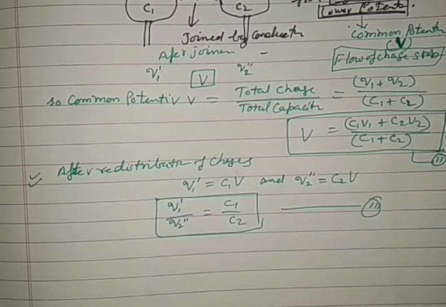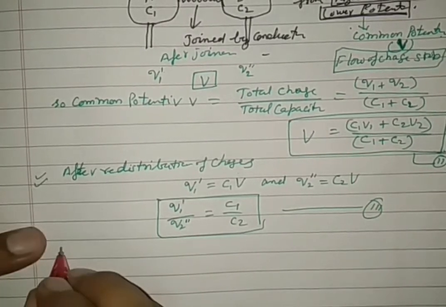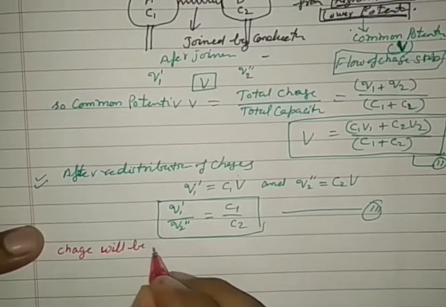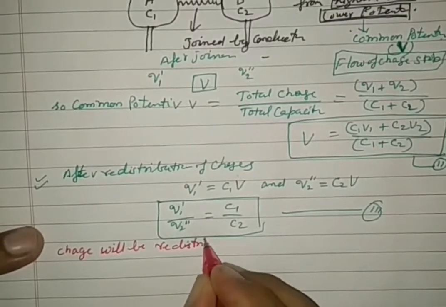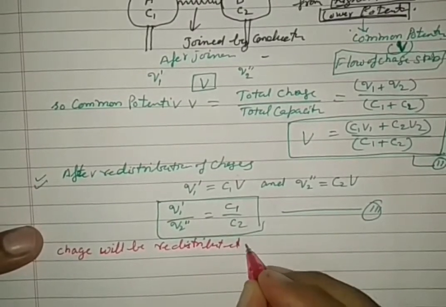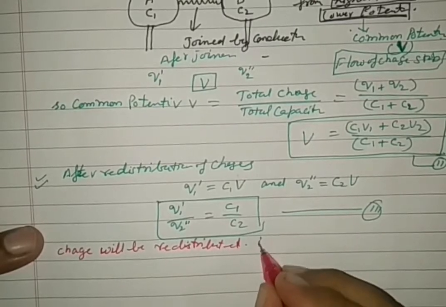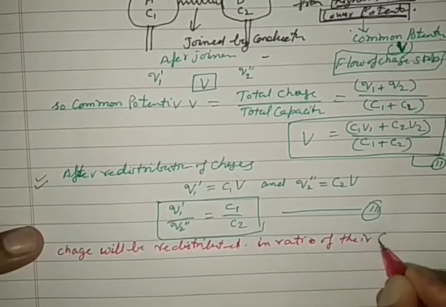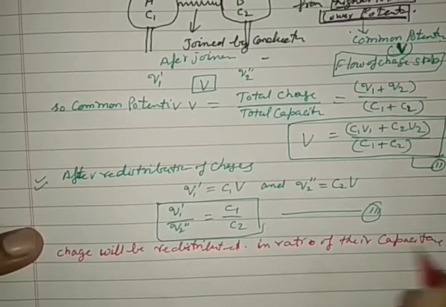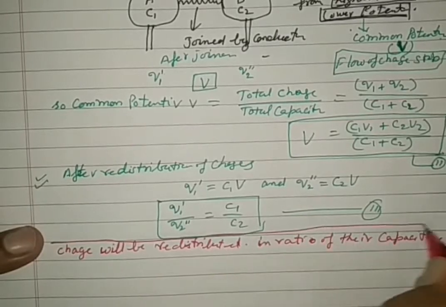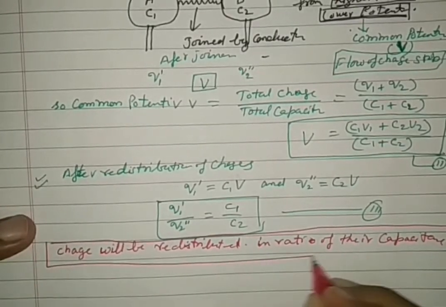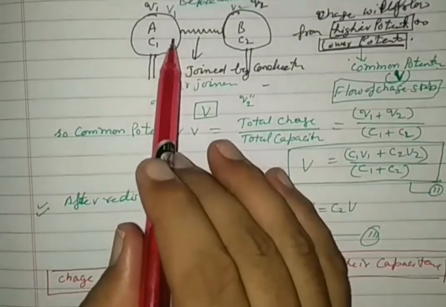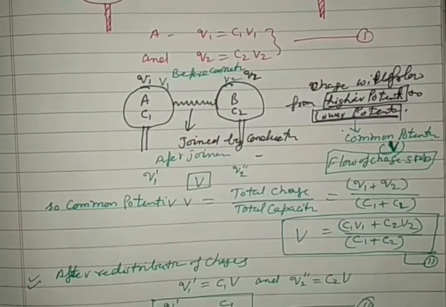What is the important physics drawn here? Charges will be redistributed in the ratio of their capacitance. This is one important result we have drawn from this calculation after connecting the two capacitors by a wire.